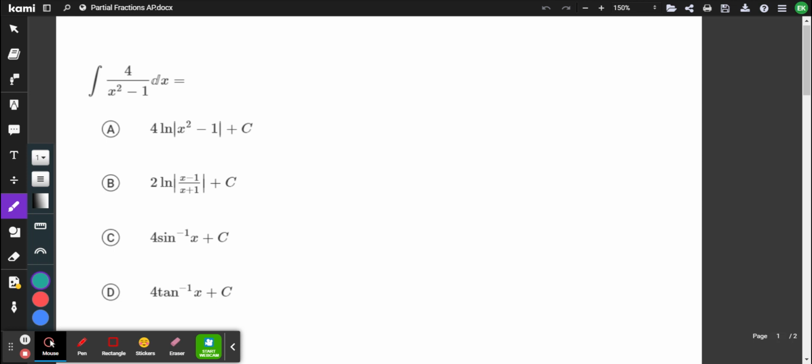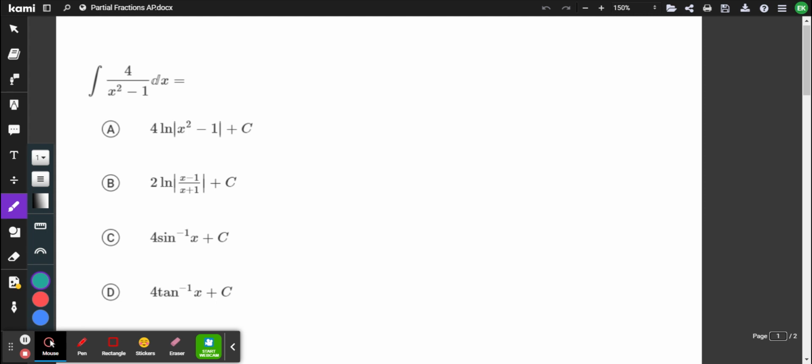Okay, so these are our partial fraction problems. I'm just going to work through them. I thought it might be nice to make a video so you could see how it's progressing, as well as me talking you through my steps. So here's the first one.